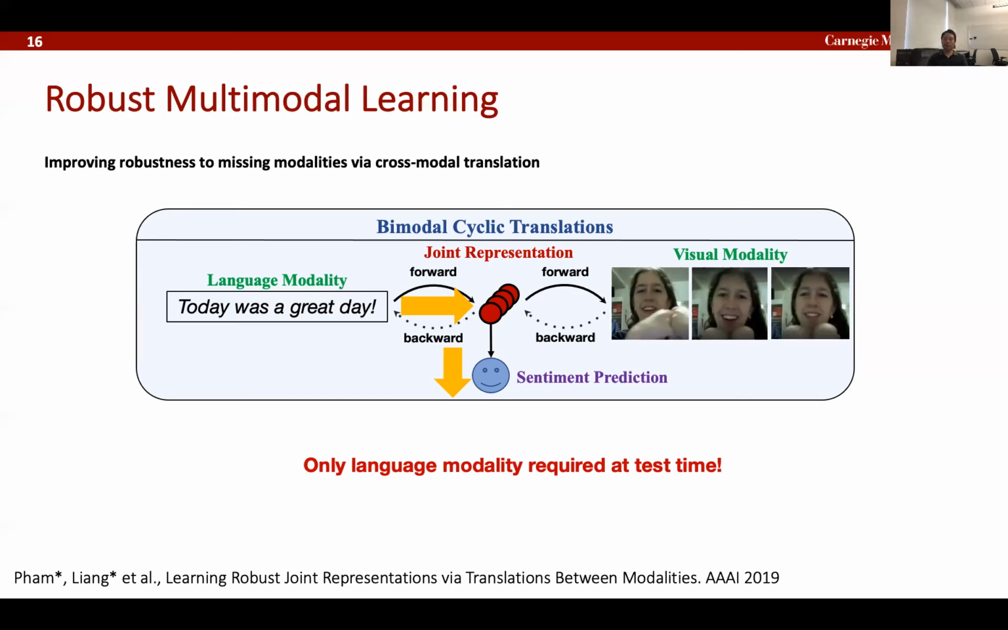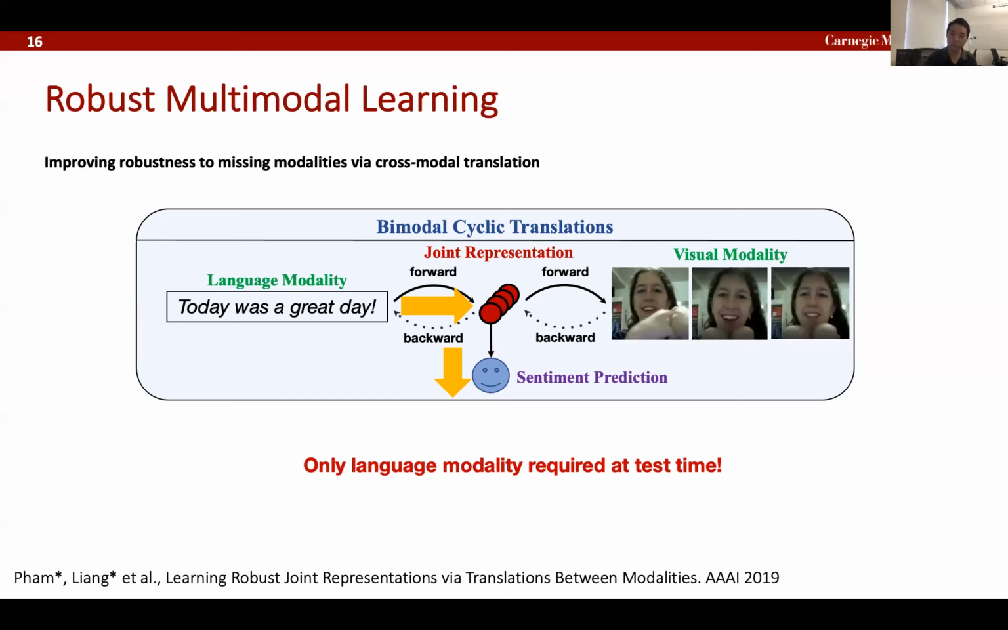But the main benefit of this is that when training, you're trying to learn a translation from language to vision, as well as to predict the label. But during testing, all you need is the language modality that infers this joint representation and then the label, which means that only the language modality is required at test time, and therefore the model is completely robust to any noise or imperfections in the visual modality during testing.